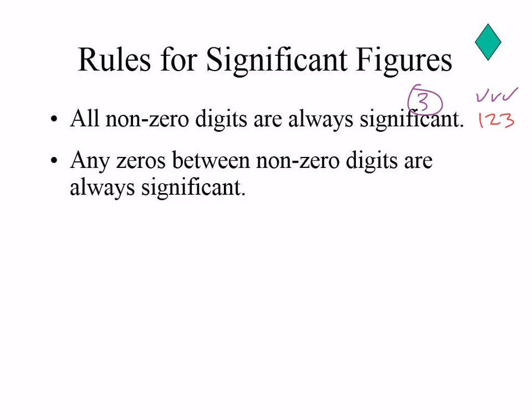An example of rule number 2 would look like this. Let's say I have 1,023. So according to rule number 1, I count the 1, the 2, and the 3. And according to rule number 2, I count that 0. So I'm at what, 4? 4 sig figs.